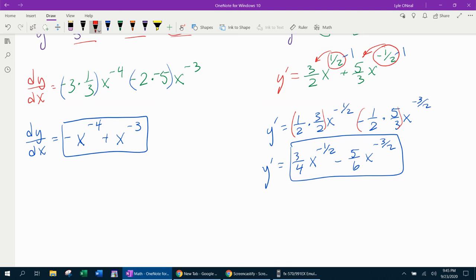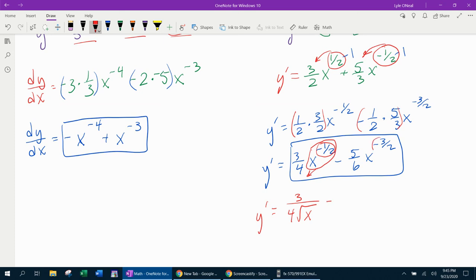Starting with the x to the negative half, since it's negative, I'm going to need to bring that down to the denominator, and that'll be 3 over 4 square root of x. The negative half, when you bring the x to the bottom, is going to make that a positive half, and remember, x to the half means square root of x.